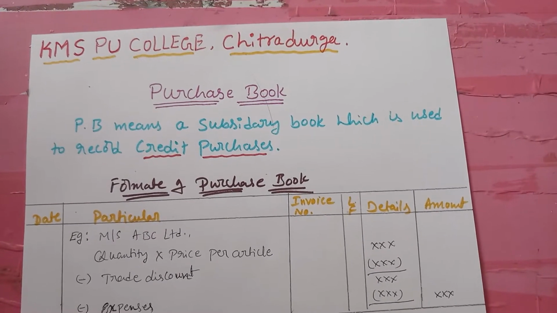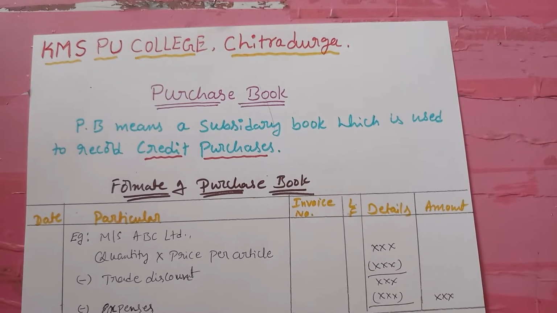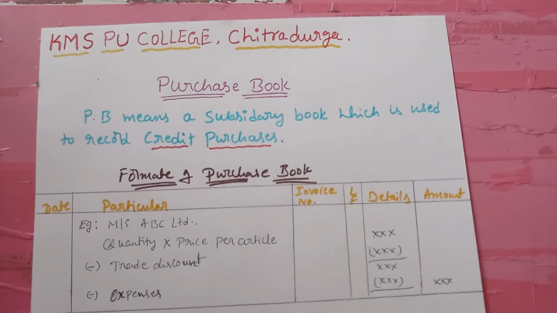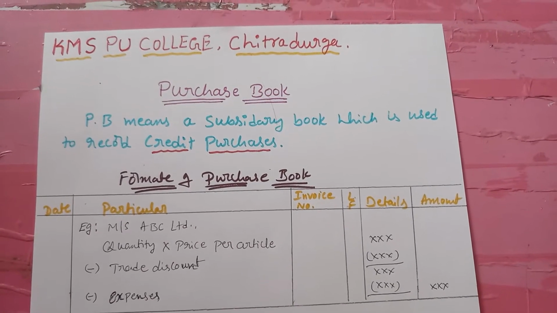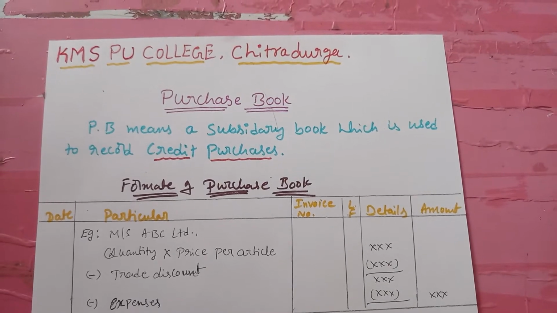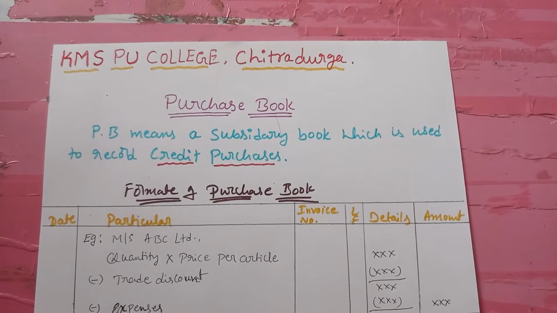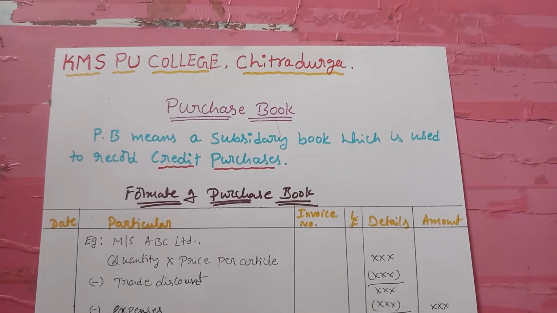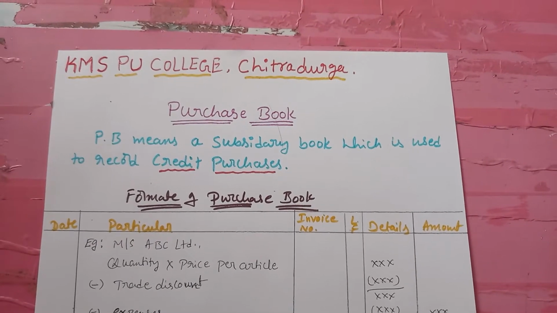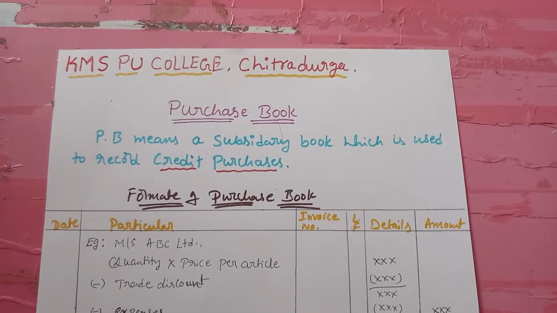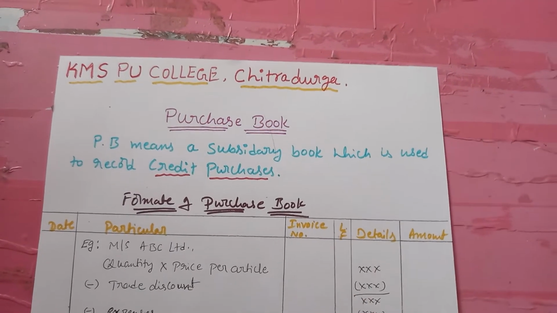What is the meaning of purchase book? Purchase book is a subsidiary book which is used to record the credit purchases. Subsidiary book means we have the purchase book, sales book, purchase return and sales return. So we use it to record the credit purchase. This is very important.